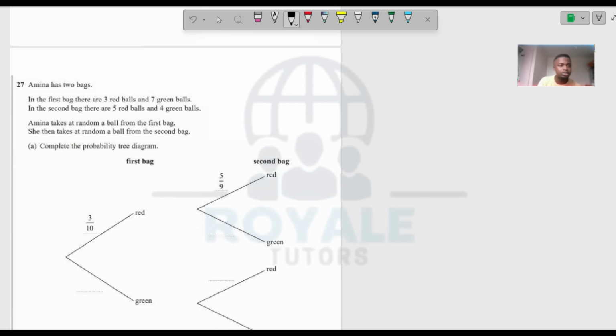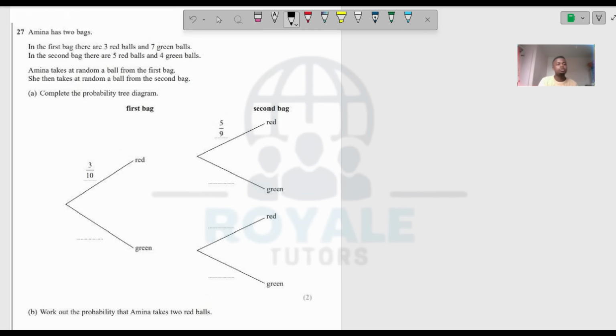The last question says Amina has 2 bags. In the first bag, there are 3 red balls and 7 green balls. In the second bag, there are 5 red balls and 4 green balls. Amina takes at random a ball from the first bag. She then takes a random ball from the second bag, and then we have this tree. It says work out. Okay, let's fill the tree firstly.